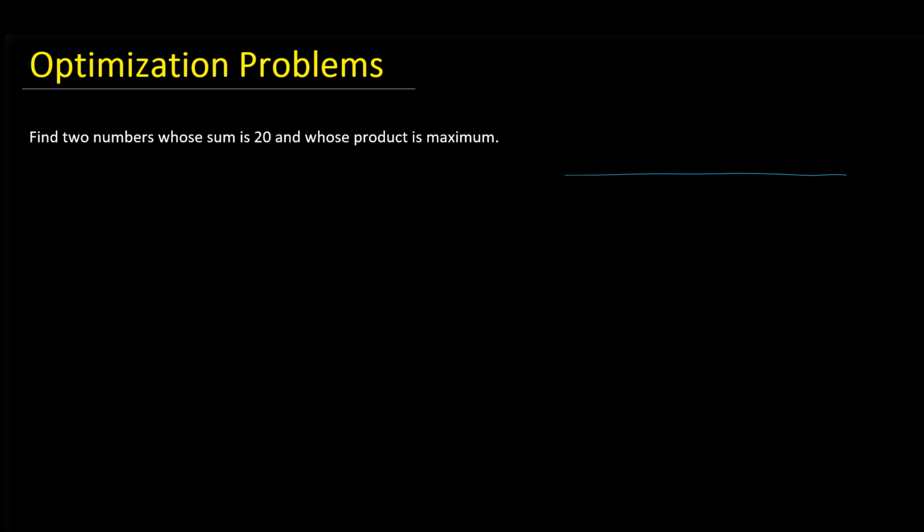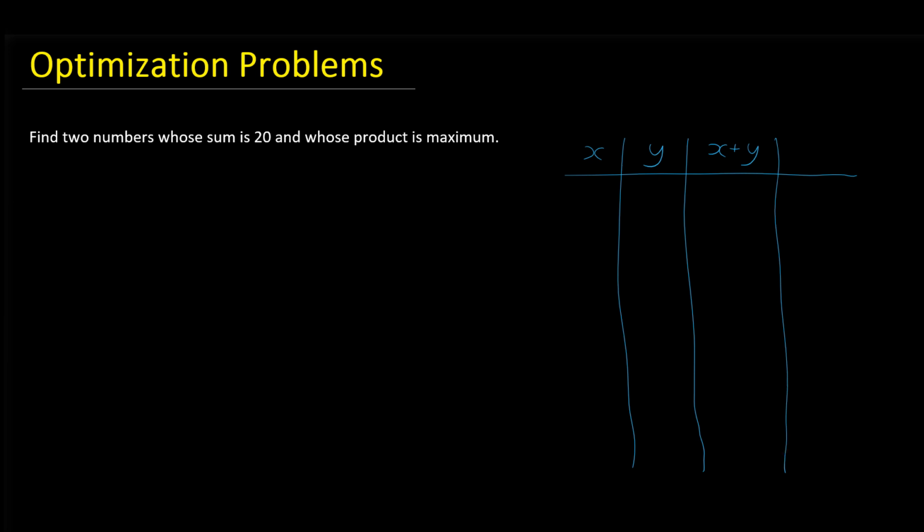So here we are looking for two numbers, say x and y, whose sum, x plus y, is 20, but we want the product, the multiplication of those numbers, to be maximum. There are infinite pairs of numbers whose sum is 20.